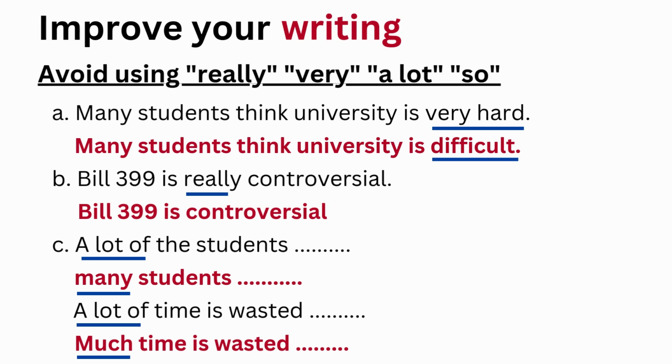Another example, a lot of the students. Instead of using a lot, we could use the word many students. We use many if we can count the noun, if it's countable. So instead of saying a lot, use many. Or if the noun is not countable, if it's a non-count noun, we can use much. So, many and much are both words that are better to use than a lot. And again, the rule is, avoid the usage of really, very, a lot, and so.